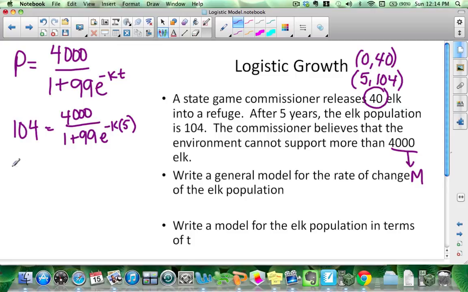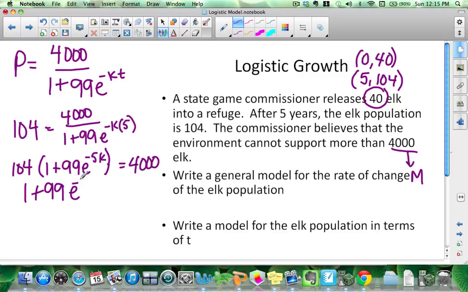Okay, so I'm going to multiply both sides by the denominator. I have 104 times (1 plus 99e to the negative 5k) is equal to 4,000. And I'm going to divide both sides by 104. So I have 1 plus 99e to the negative 5k is equal to 4,000 divided by 104, which is 38.4615. Keep all these numbers to be accurate, okay? Our final answer needs to be accurate to 3 decimal places.